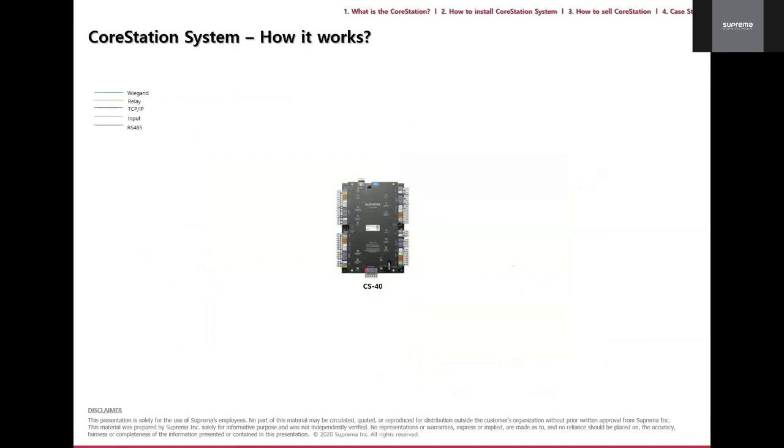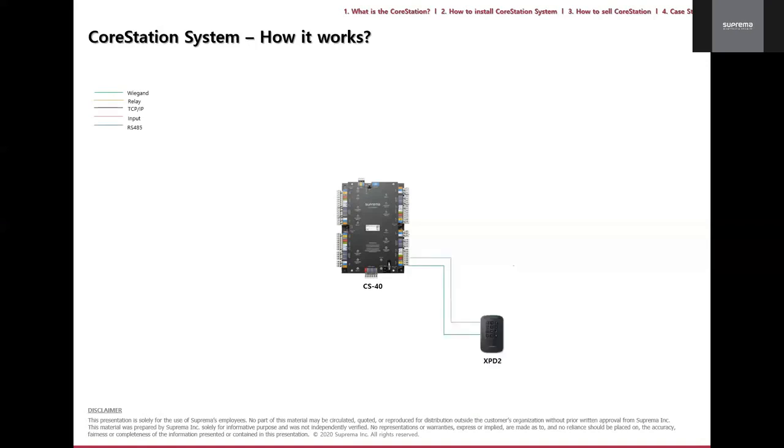You might want to know now how the CoreStation works, right? On this chart, you have 1 CoreStation, and to your left, you have an index where green is for Wiegand and relay, then the network is TCP/IP, the input is in red, and you have the RS-485. The Suprema readers are XPass, which is a dummy reader, so you can't really store anything on those readers. All the memory is stored in the CoreStation itself.